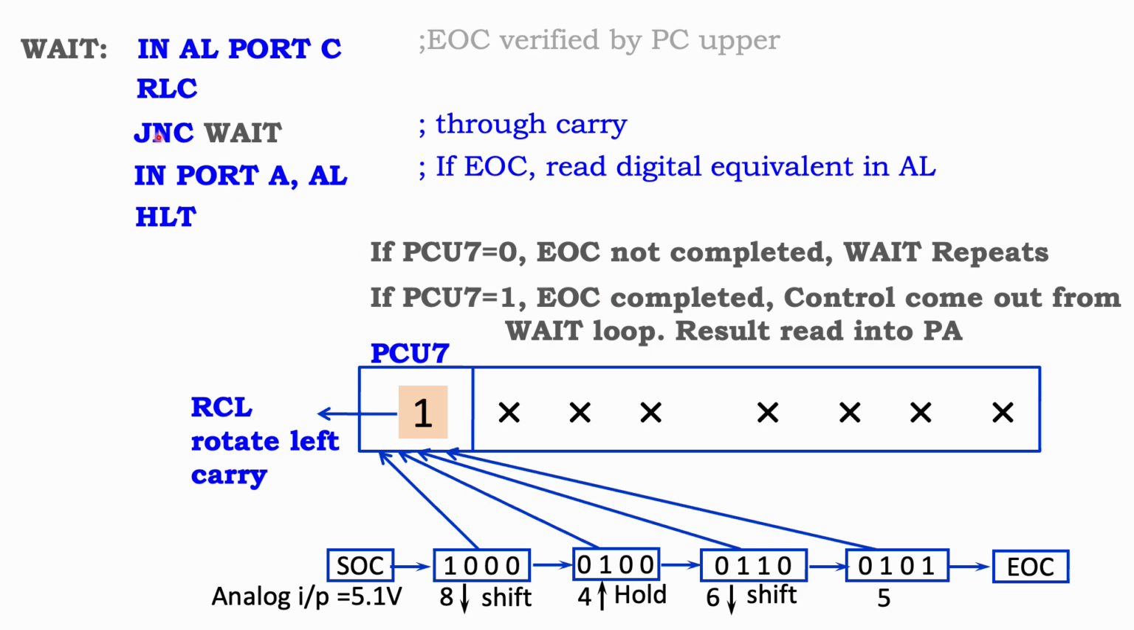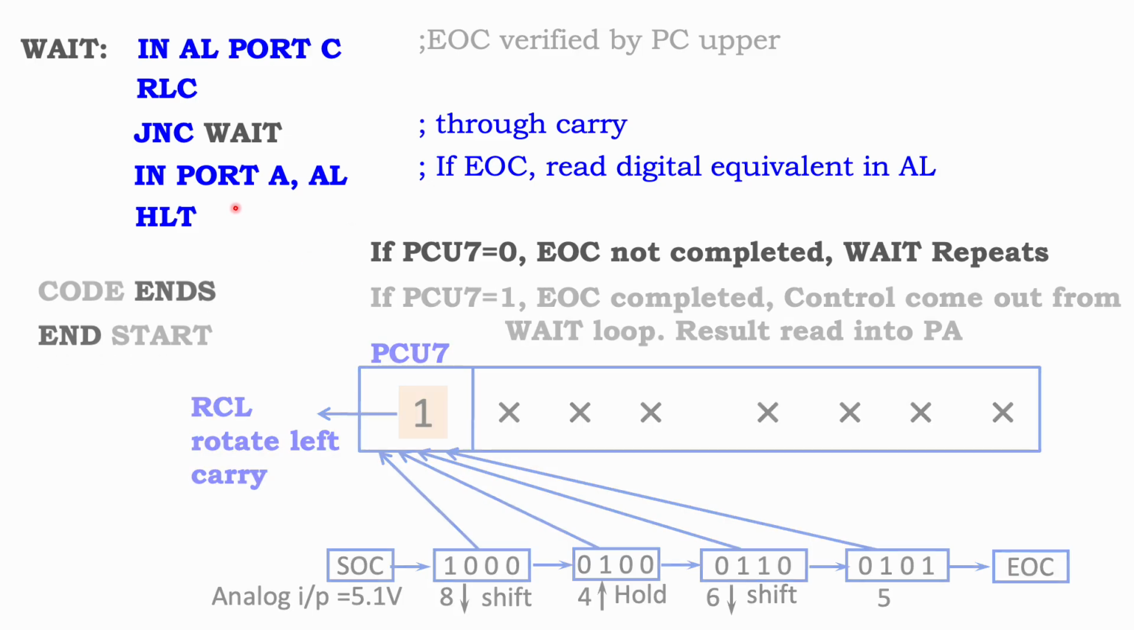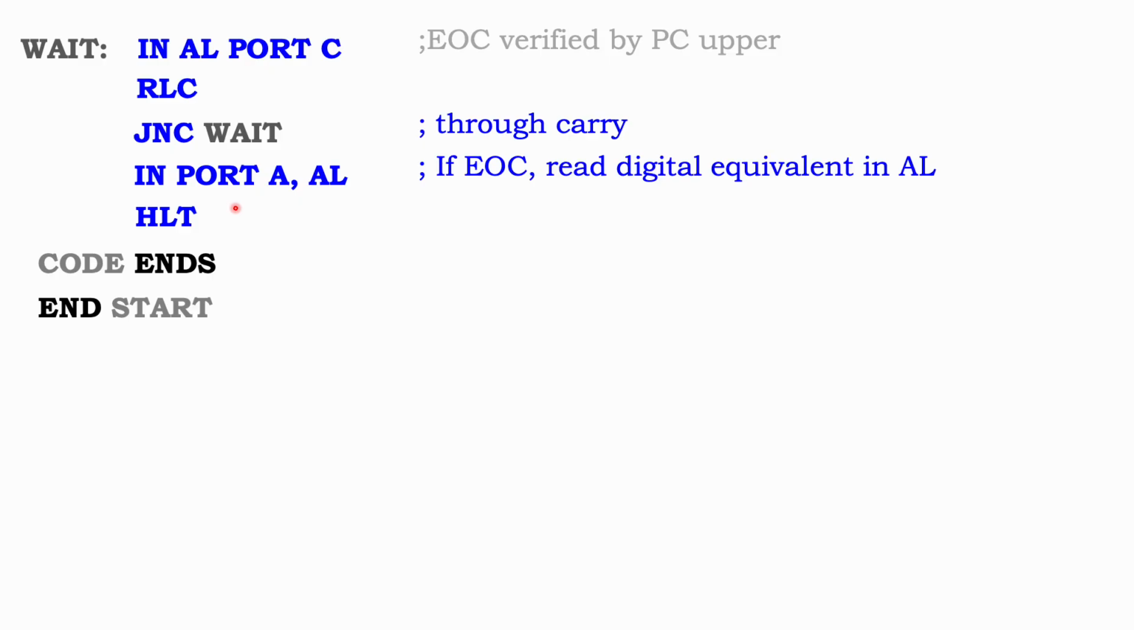So this is the way of providing the SOC to EOC in the assembly language program. This is the entire program for the ADC interfacing. So the code ends. This is the entire operation of ADC interfacing.